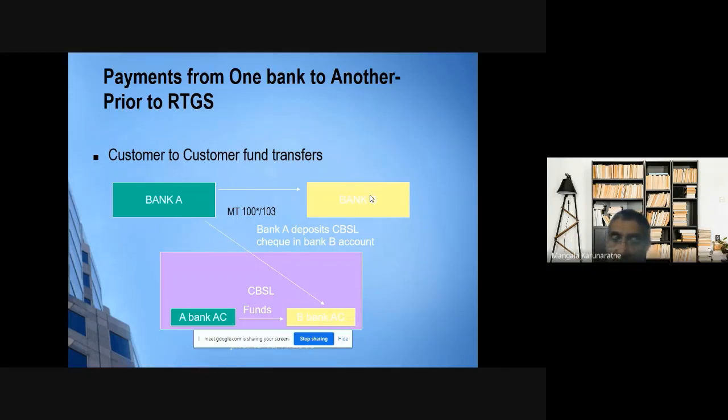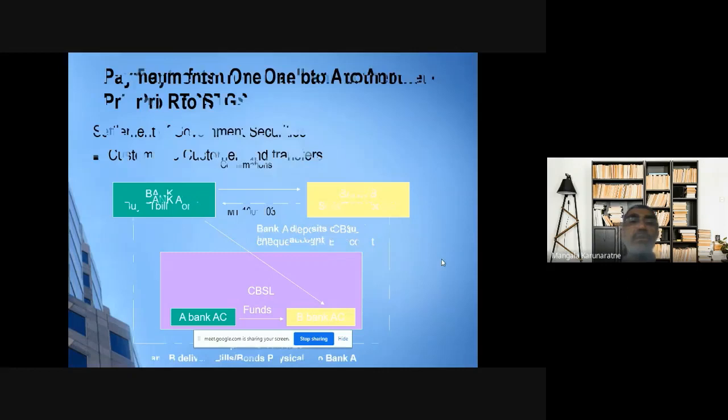But the next day morning only they will get to know whether these checks have been realized into their account, right? Because this is a manual process. There's no confirmation for them to say that the manual process has taken place without any interruption or any error, right? So this is one transfer.